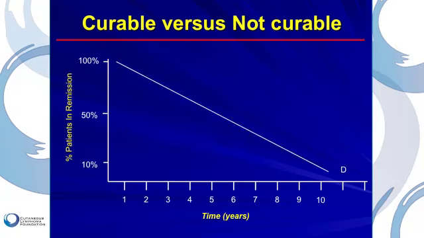So how does a lymphoma that is not curable look on this type of curve? Well, essentially it's a continuous downslope gradually over time. In this particular case, it may happen over about 10 years, where no matter how long the group of patients is followed, continuous relapses are going to be seen.